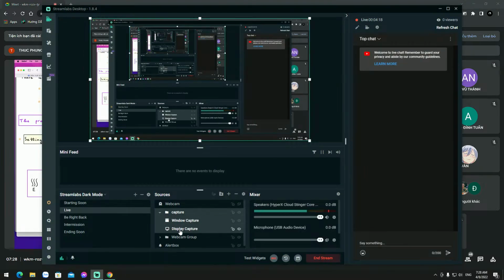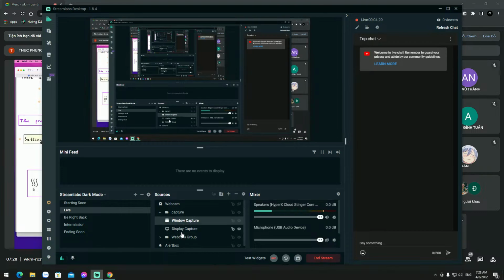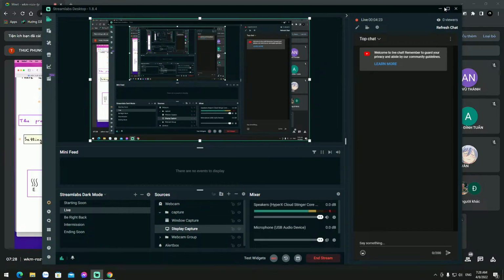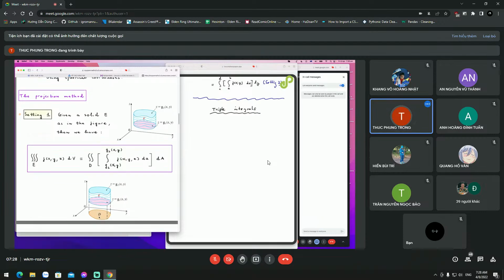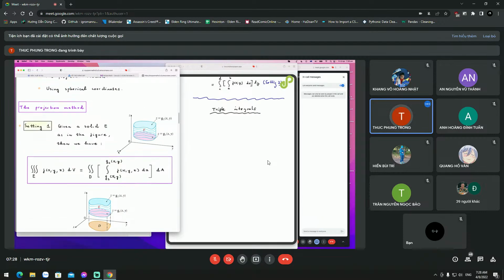For example, if you consider setting 1, in order to use setting 1, first you need to consider the projection of the solid E onto the plane XY. So that's setting 1. However, now you still have the plane XZ. If you project the whole solid onto the plane XZ, then we have setting 2. And now you still have the plane YZ. If you project the whole solid onto YZ, then we have setting 3.